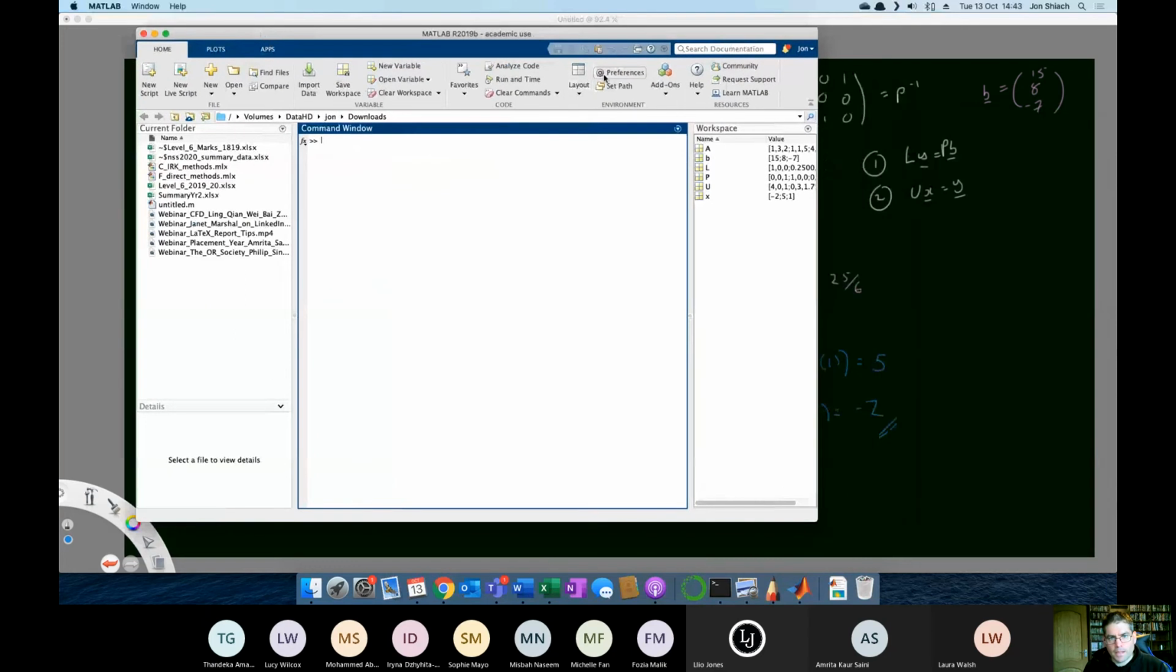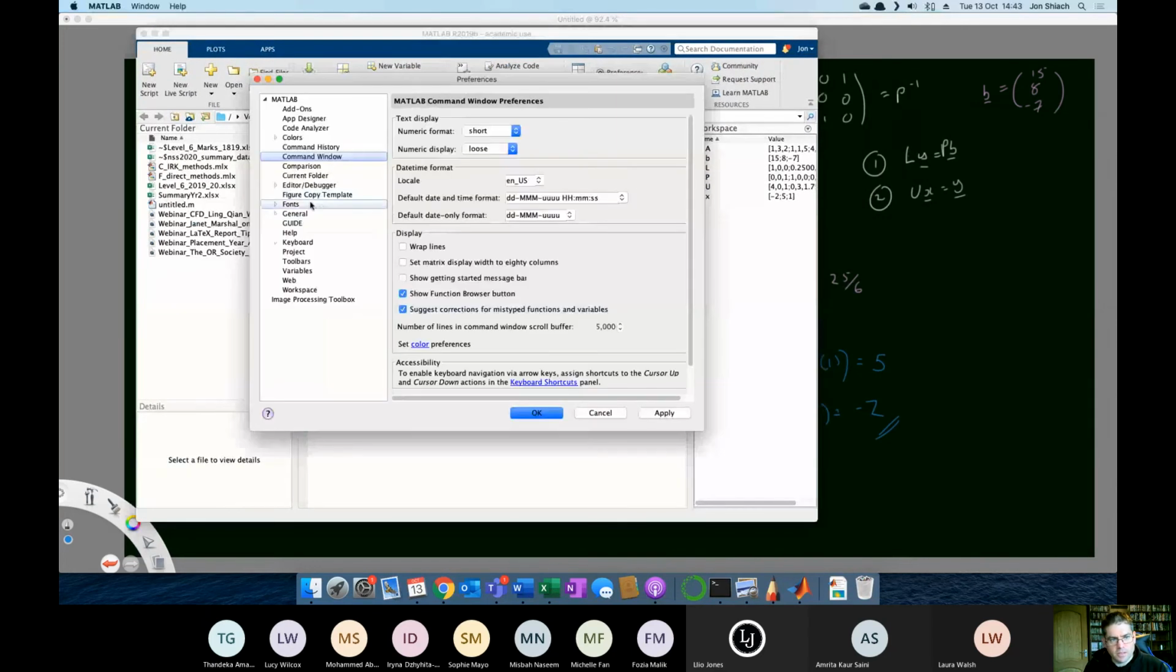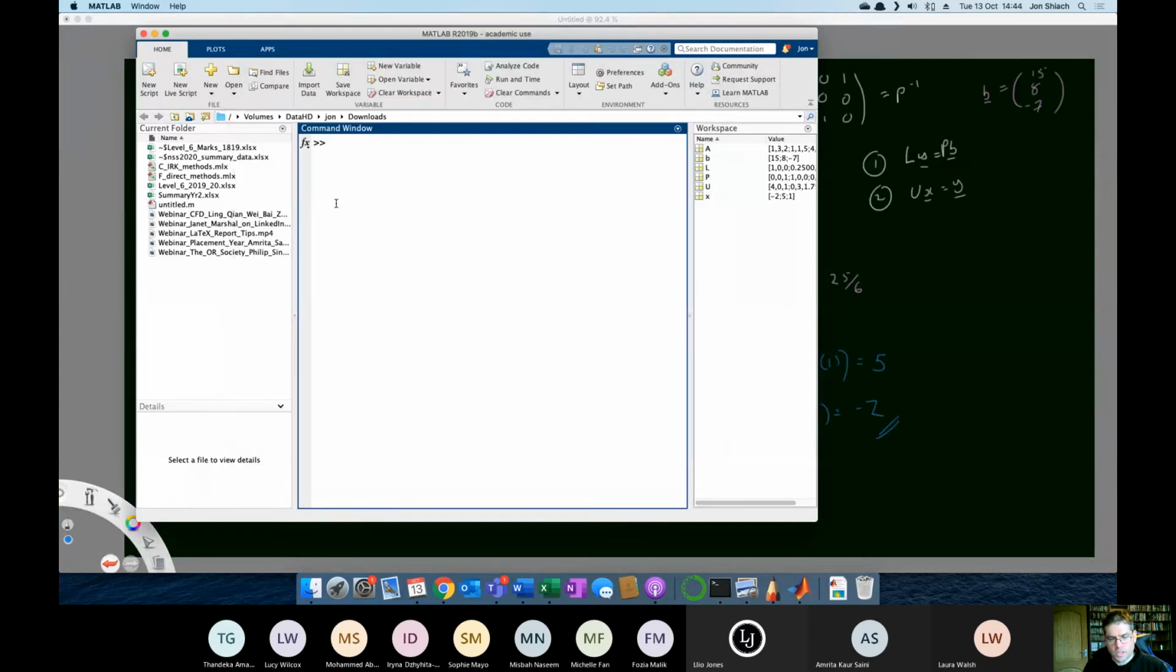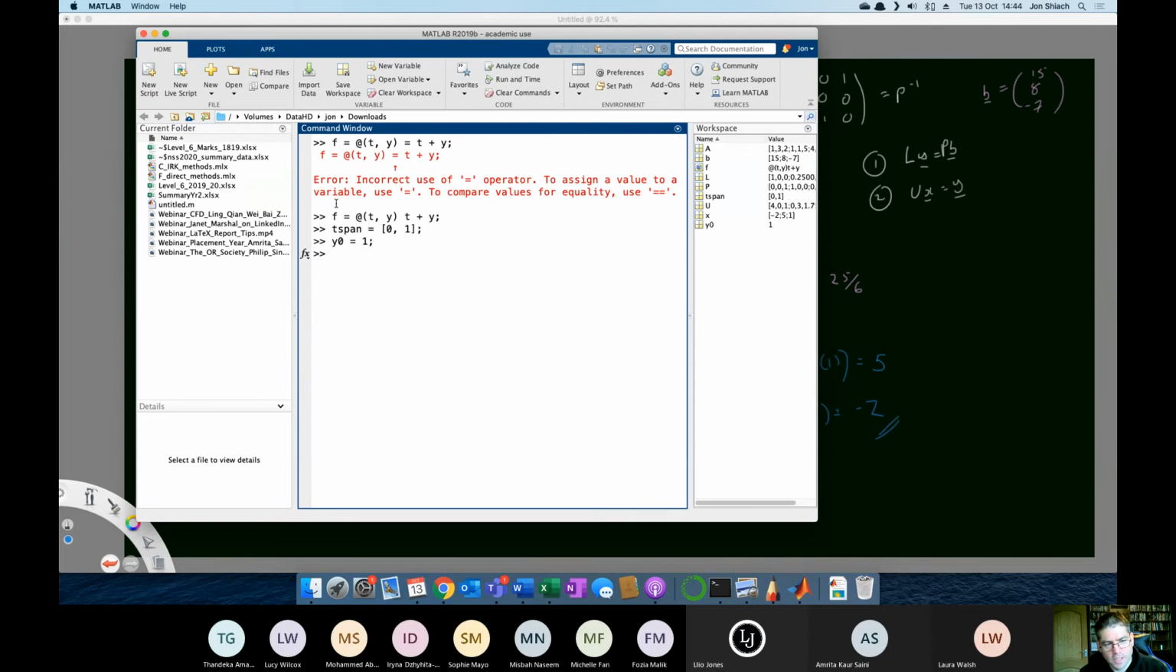Okay, so I'll just make the font size a bit bigger so you can see. One thing I'm going to do is make up a very quick ODE to solve, and let's say t plus y, very simple. Ooh, he says very simple and he makes a mistake straight away. And give it a domain and give it an initial value. Okay, so that's defined an initial value problem.